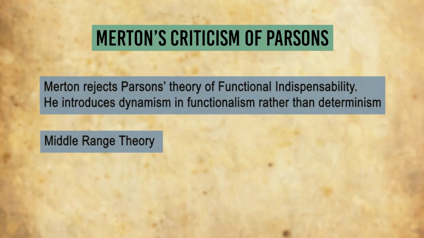And here, by talking about all these revisions, Merton chooses a midway where he puts forth his middle range theory. We are not getting into the details of each one of it because here we are just introducing them.